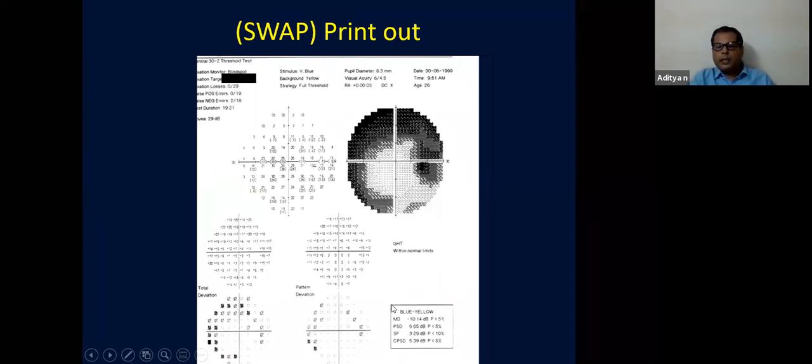And here, as it is a full threshold, you get the four global indices: the mean deviation, the pattern standard deviation, short-term fluctuation, and the corrected pattern standard deviation. But now newer machines have the SWAP and SITA strategy also, which has reduced the testing time, and that is what is mostly used. Now let us look at some of the newer things which are developing.